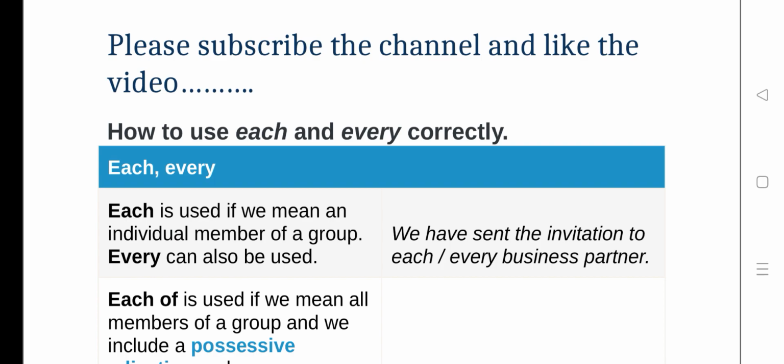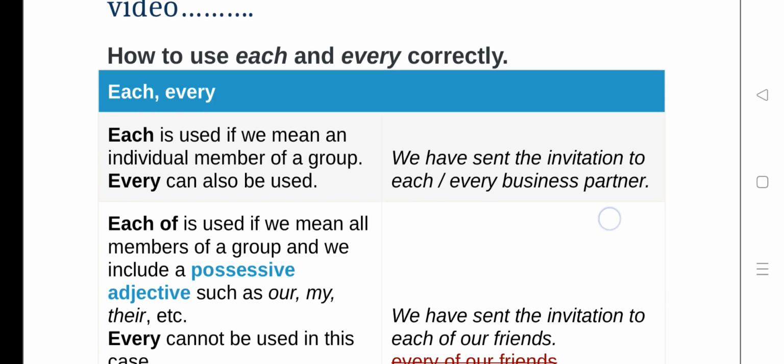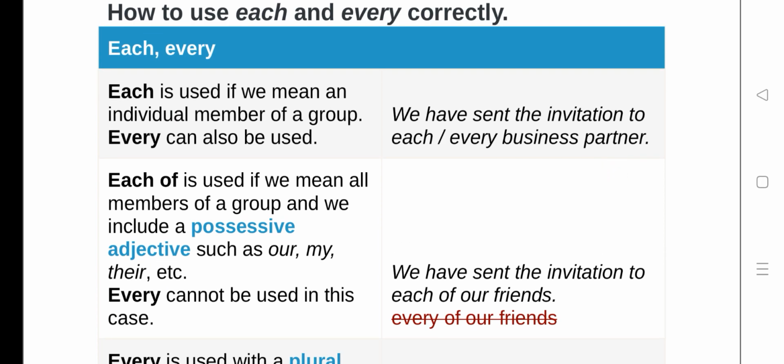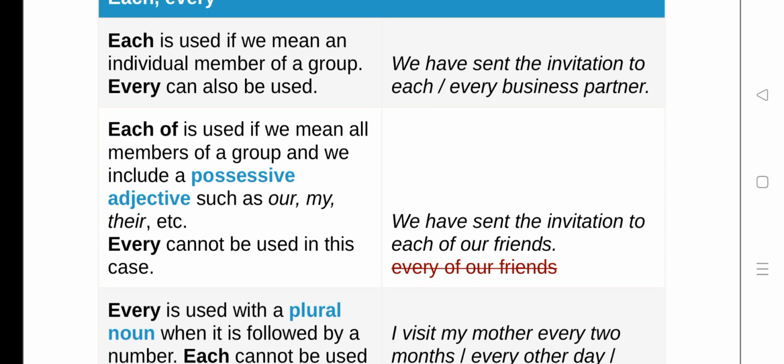So, the new topic is each and every. What is the difference? Each is used if we mean an individual member of a group. When we include everyone in the group, we use each, and every can also be used. Let's see the example. We have sent the invitation to each/every business partner. It means that this invitation is for everyone, for all the business partners.